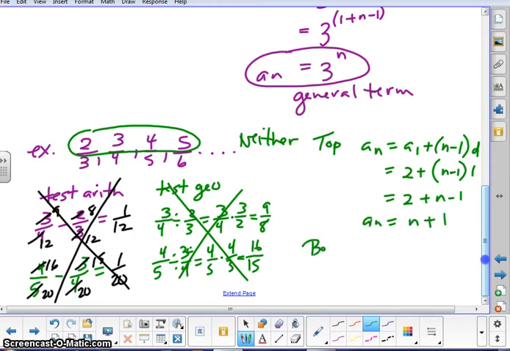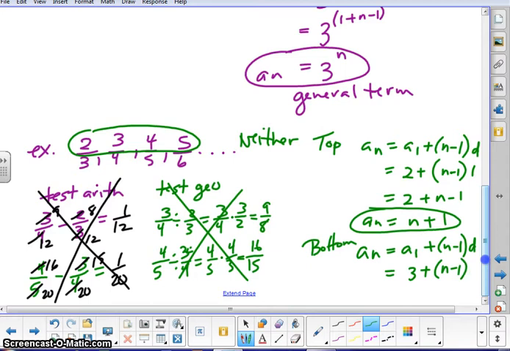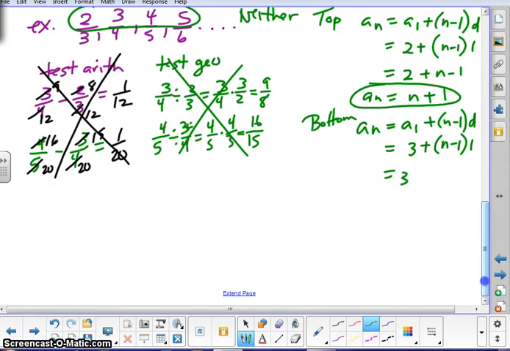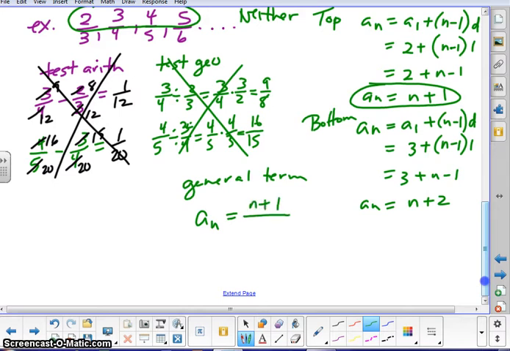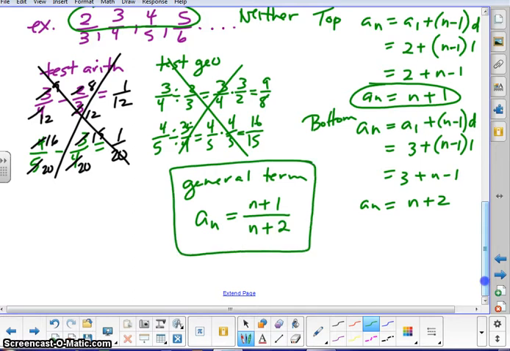Now the denominators on the bottom, we're also going to see that it's hopping up by 1. So we're going to use the arithmetic sequence for that as well. So a1 plus n minus 1 times d, and then the first term is 3, n minus 1 times 1, and 3 plus n minus 1 for a final denominator answer of n plus 2. Okay, so by combining the two of them, we'll be able to find the general term for this sequence. The top we found to be n plus 1. The bottom we found to be n plus 2. So that is going to be our final answer for the general term.